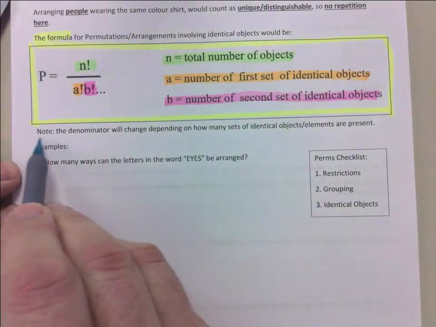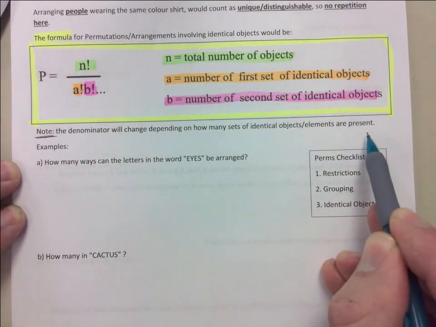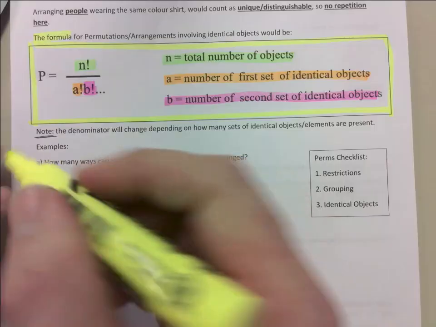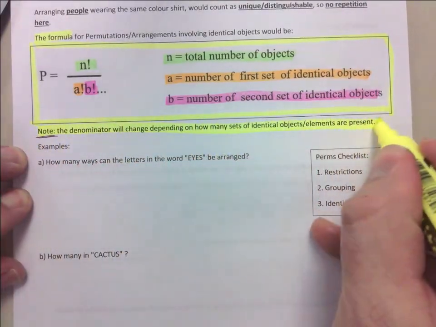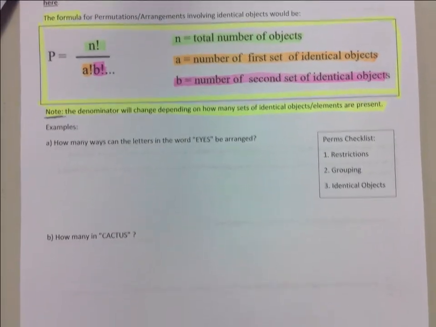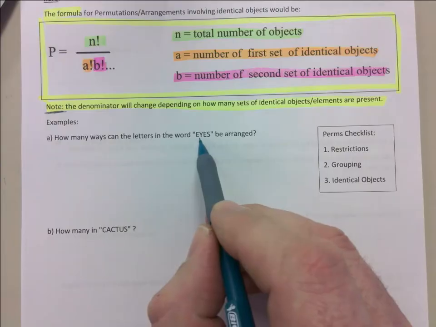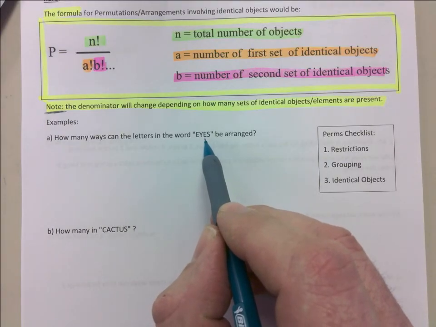And I make a note here, right? The denominator will change depending on how many sets of identical objects are present. I think that's worth highlighting. Okay, so let's start with the first one. Now it's where you have to check every time. Every time I give you a word, you have to check for repetition.